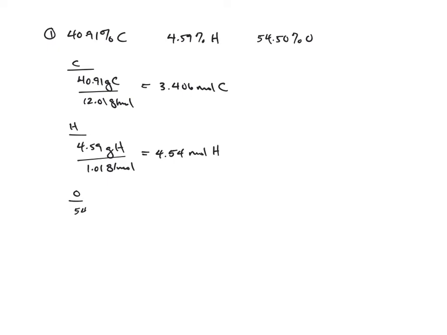Okay, and oxygen, the last one, we have 54.50 grams of oxygen divided by 16.00 grams per mole. Remember, all the molar masses are on the periodic table. That is going to equal 54.50 divided by 16, which is 3.406 moles of oxygen. So our least in this situation is 3.406, so I'm going to divide all of them by that number.